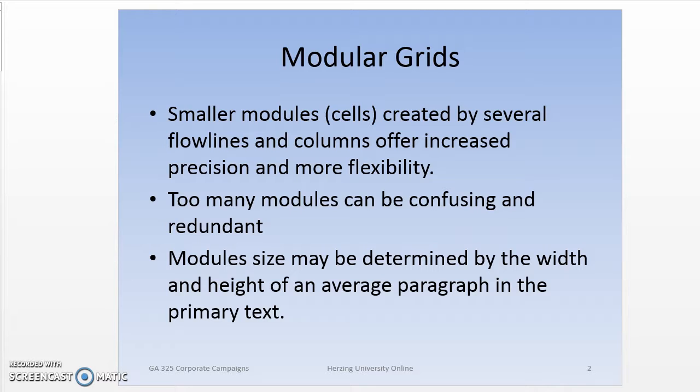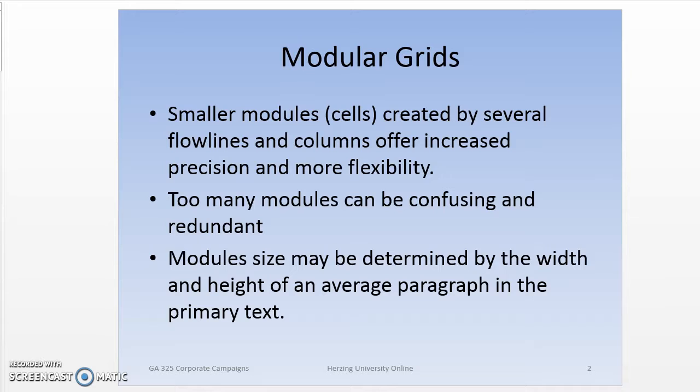Modular grids. A modular grid has a large number of horizontal and vertical guidelines, creating a matrix of cells known as modules. These types of grids provide small chunks of space for information, which can be grouped into areas called spatial zones.